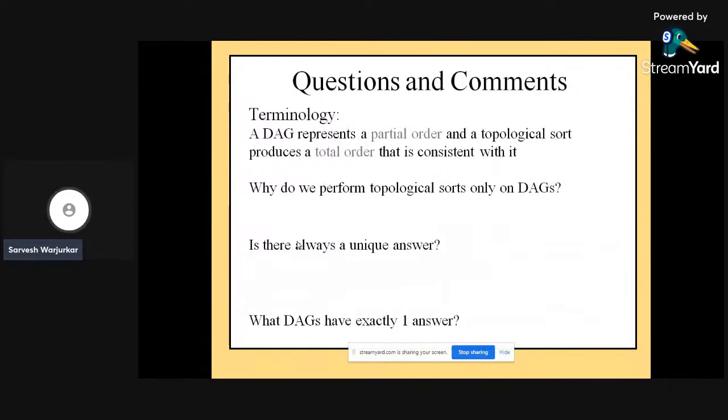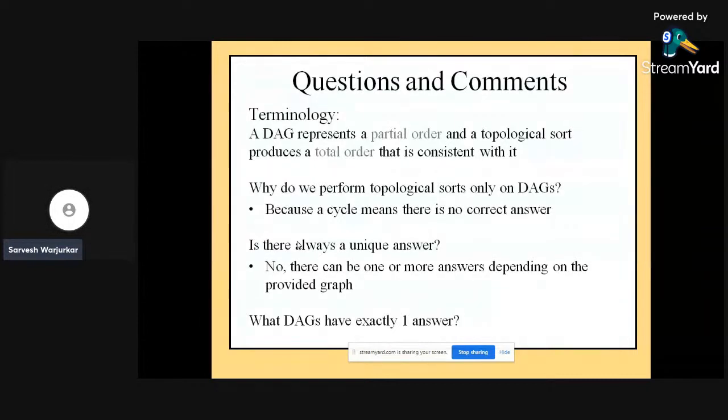Next are the terminologies that we use in a DAG, which represents a particular order, and a topological sort produces a total order that is consistent with it. Why do we perform the topological sort? Because a cycle means there is no correct answer, since I can visit a particular node n number of times. If cycles are there, I can go from one city to another city again and again, so if a cycle permits it, it does not give a proper answer.